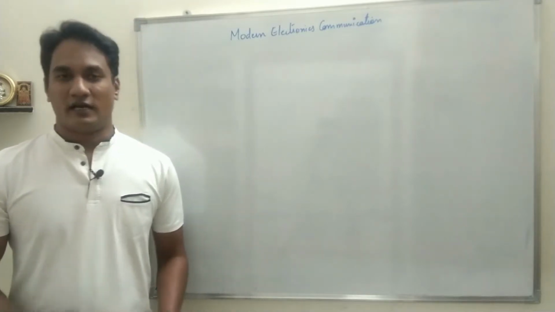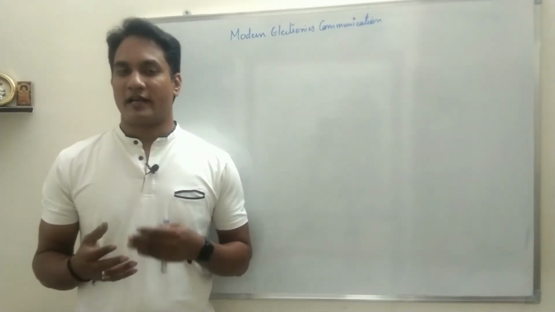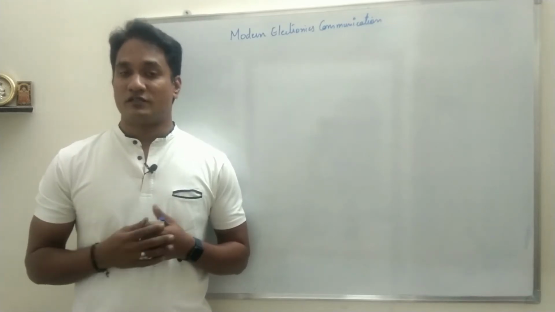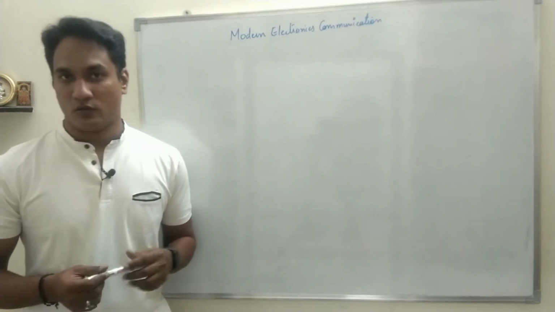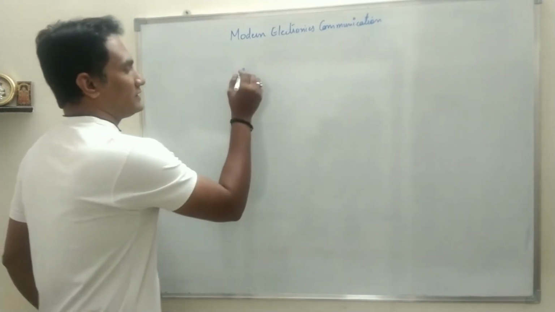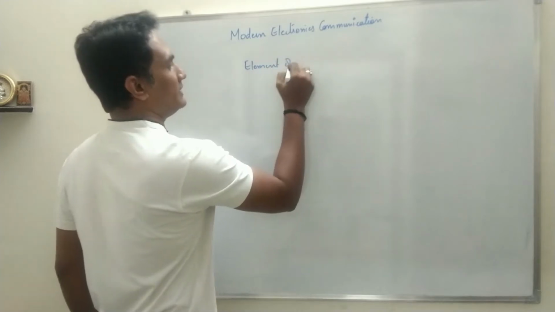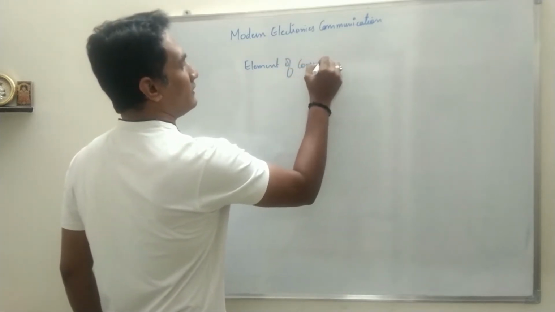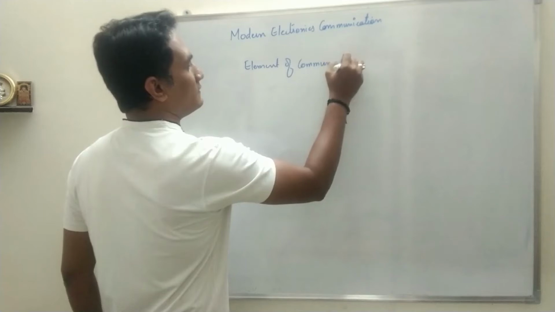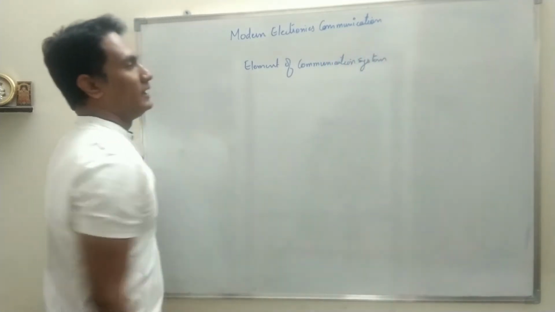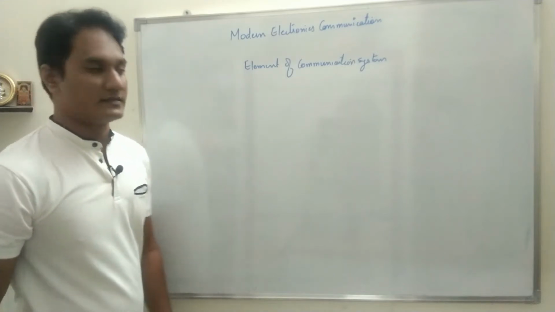Okay, so in this chapter we will try to understand different modes of communication and different instruments used for communication. So that is what we will cover. The first topic is elements of communication system.